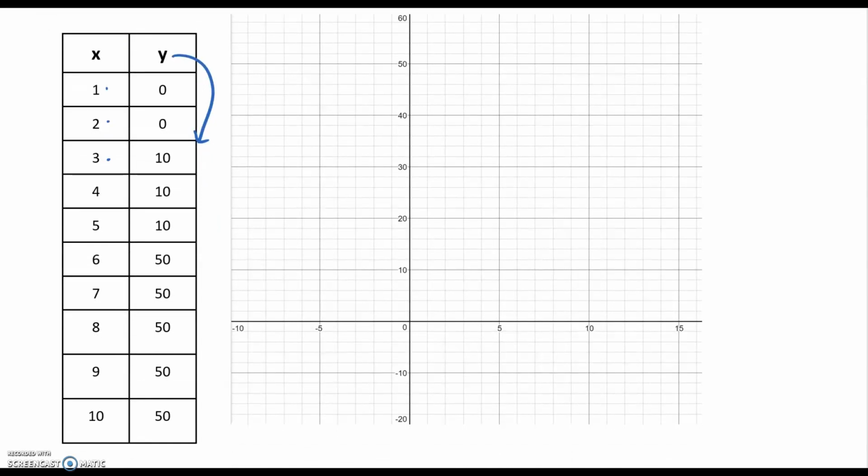And I actually want you guys to do this on your own for practice. So go ahead and pause the video, plot all 10 of these points on the graph, and then I'll come back with the answer and you can check. No cheating. Make sure you pause.